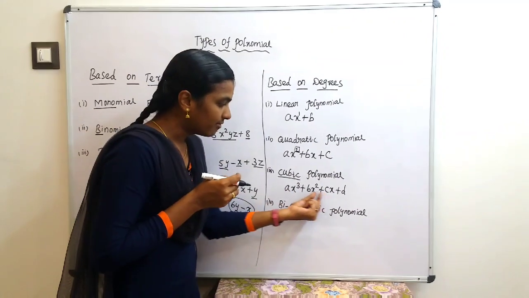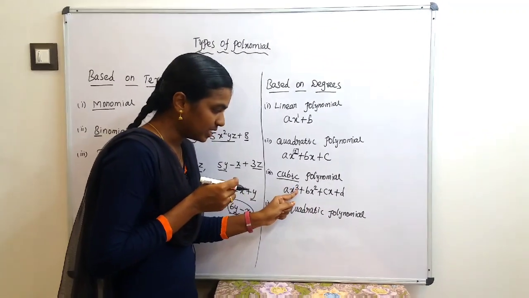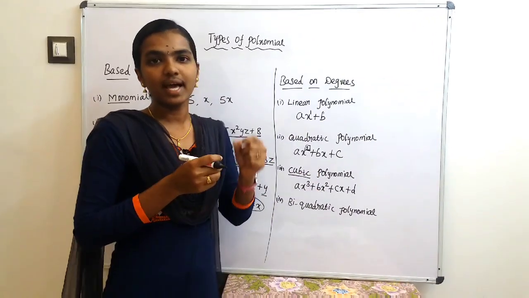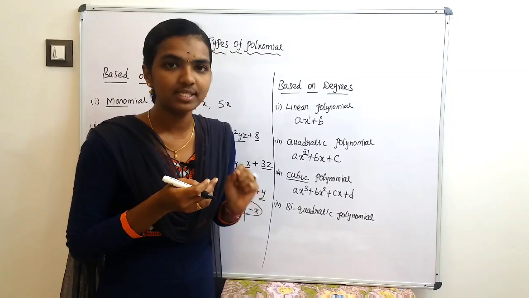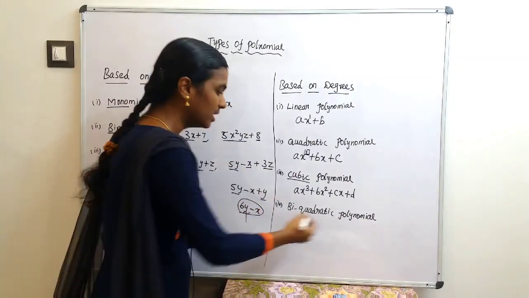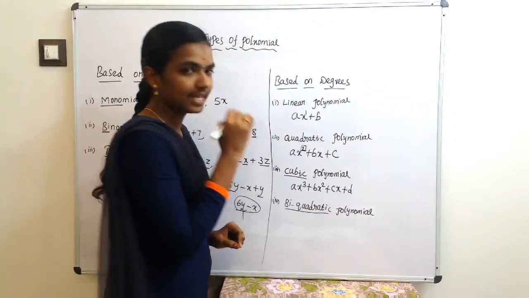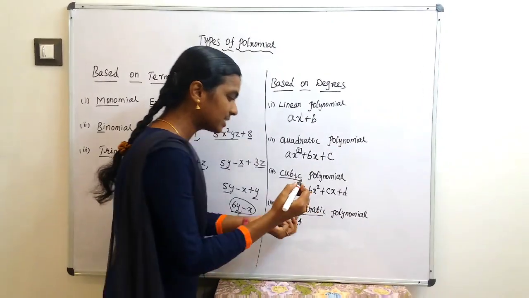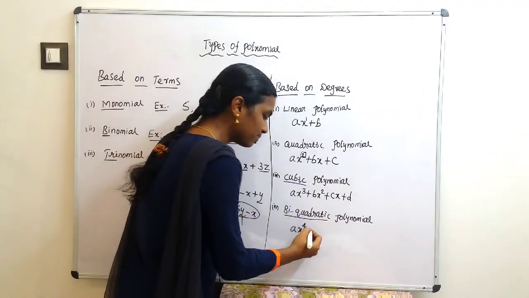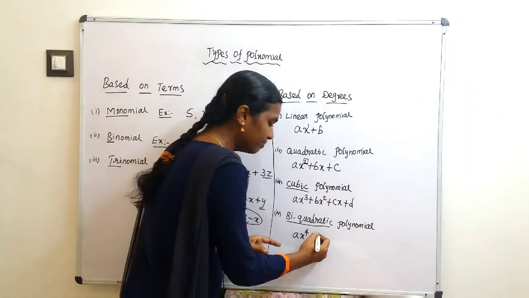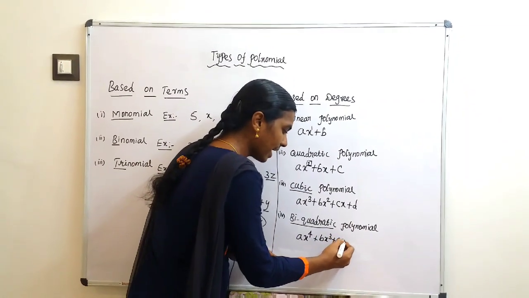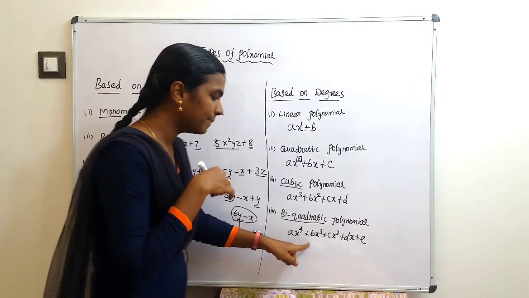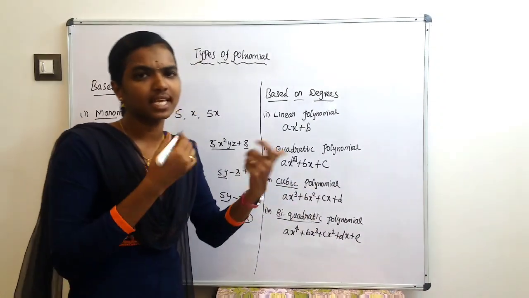Here the highest power of the variable is 3. So 3 means what I said? Cubic polynomial. Coming to the highest power of the variable 4, that is a biquadratic polynomial. So biquadratic is nothing but the highest power of the variable is 4. General form: ax power 4, because the highest is 4, then it will be decreasing: bx cube plus cx square plus dx plus e. Here a, b, c, d and e are constants, any numbers.